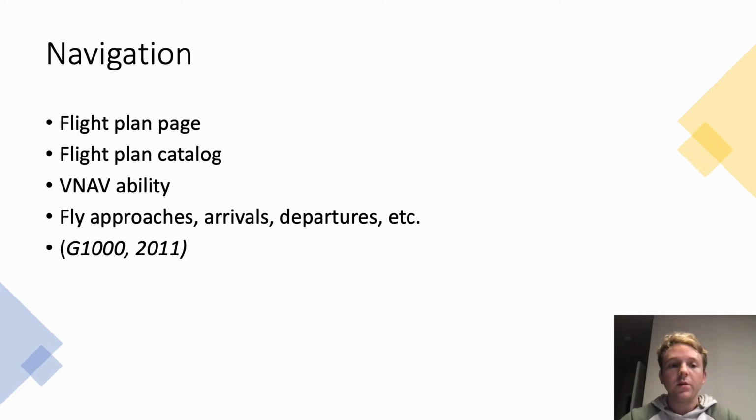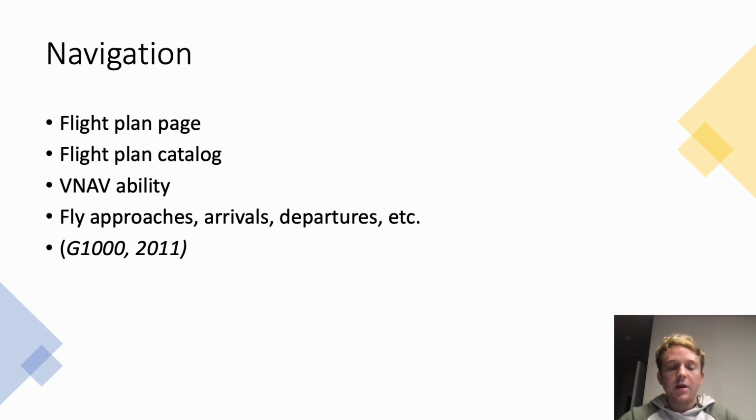So navigation-wise, again, both the PFD and MFD have these, but the flight plan page is bigger on the MFD. You can put in the whole flight plan in there, from your start to your destination, all the way through, whether you're on a VFR plan or an IFR plan. You also have a flight plan catalog, so you can save certain flight plans so that it's really easy to pull up rather than having to input it every single time.